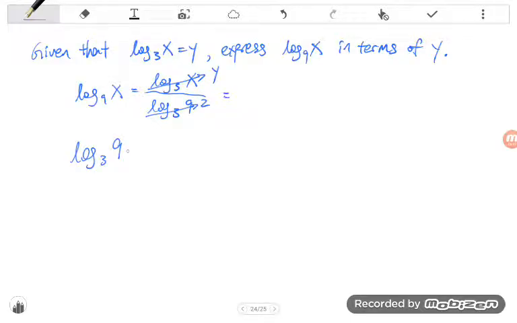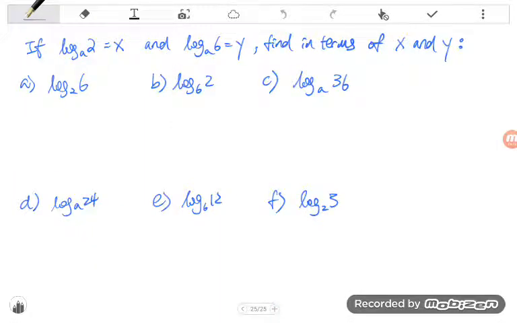Log 9 to the base of 3. You can change that to log 3 squared to the base of 3. Move the 2 to the front. I get 2 times log 3 to the base of 3. And that is just 1. So I get 2. Right? So I will have y over 2. And that's it. So log x to the base of 9 can be represented in terms of y as y over 2.